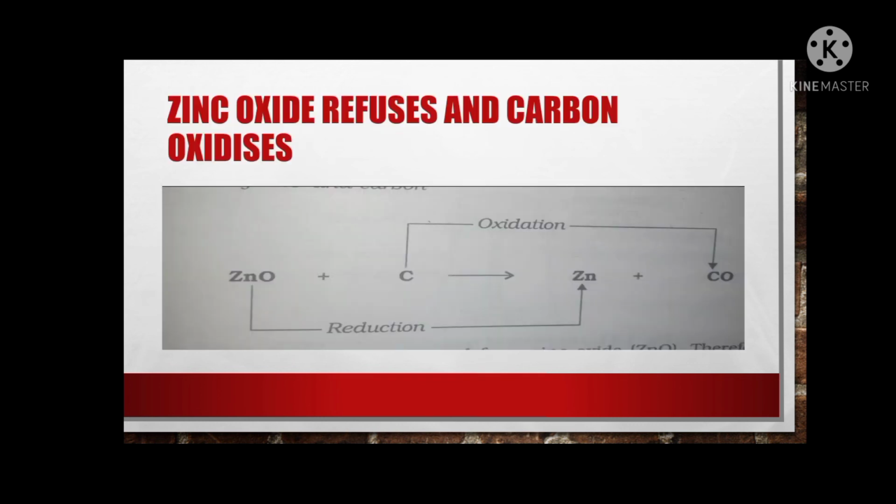Let us understand with the help of examples. Here zinc oxide is reacting with carbon. Zinc is losing oxygen, therefore it gets reduced, which means the reduction occurs in the case of ZnO, zinc oxide, whereas the carbon is adding oxygen, so it is going to become oxidation.